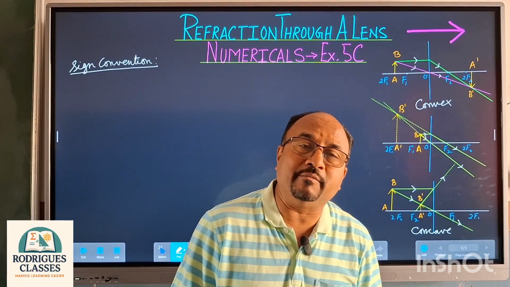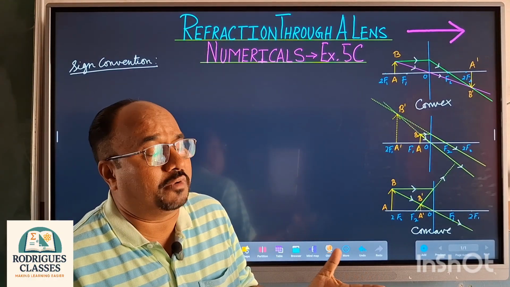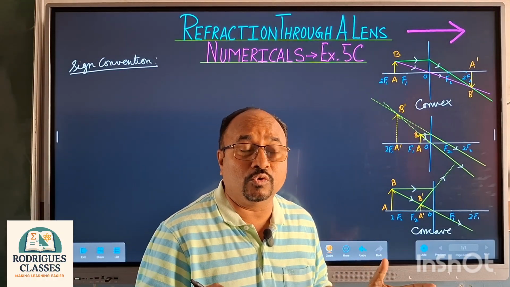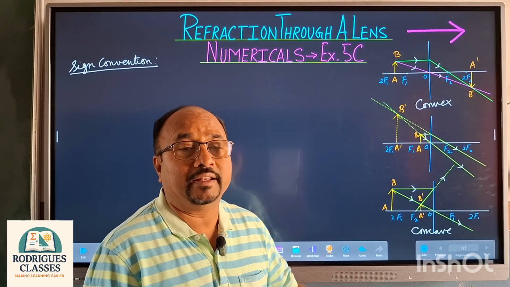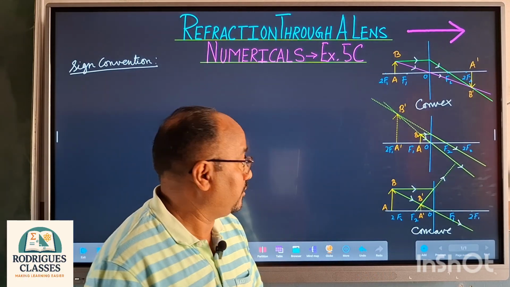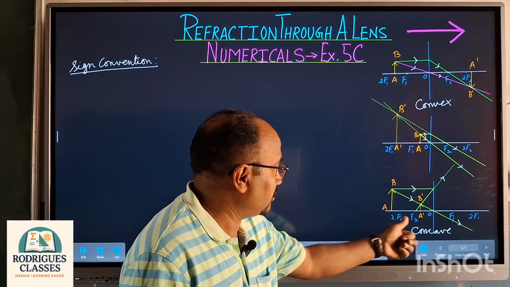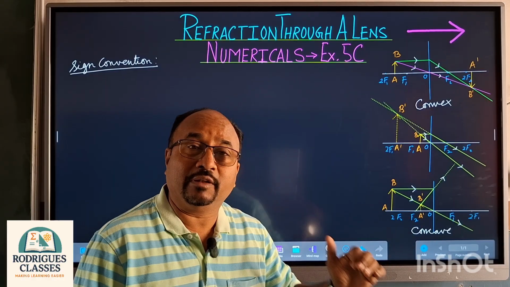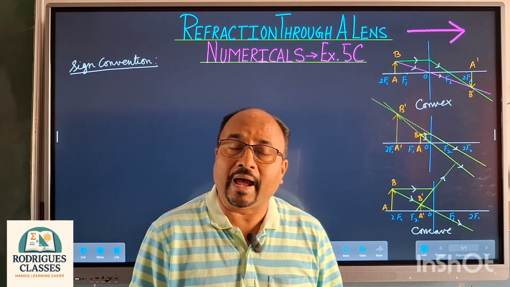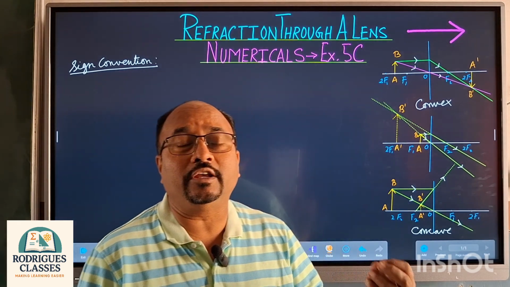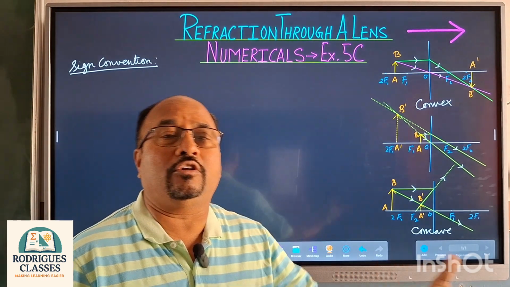So whether a real image is formed or a virtual image is formed doesn't make any difference. U for convex we have seen till now is coming as negative. Let us see what happens in concave. Again the object is here. So O to A will be going against the direction. So we conclude that U is going to remain negative always.